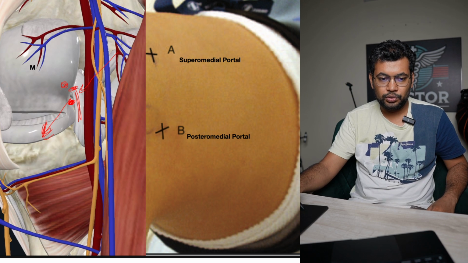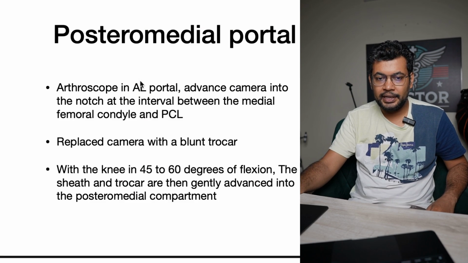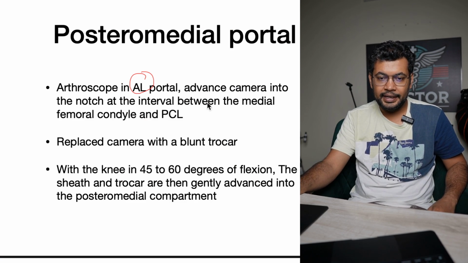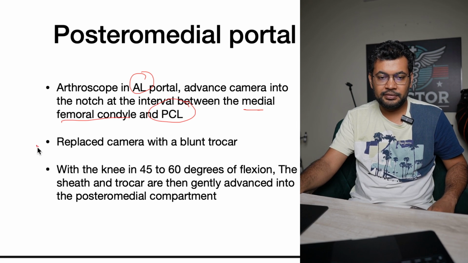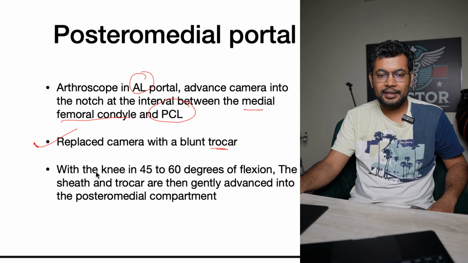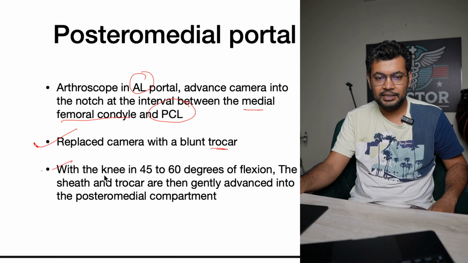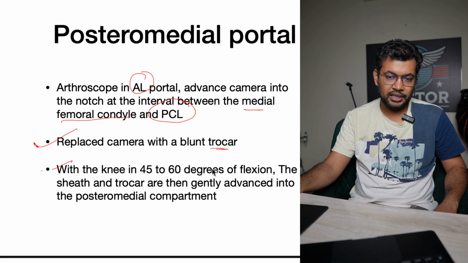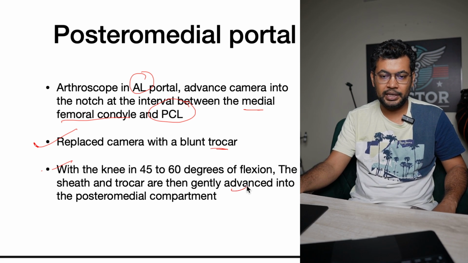So this portal is created from the viewing portal on the anterolateral side. So we will put the scope in the anterolateral portal and then we advance the camera into the notch at the interval between the medial femoral condyle and the posterior cruciate ligament. So this is the same place, and then once we identify this gap, we will replace the camera with a trocar, and then we keep the knee at around 60 degrees of flexion, and then the trocar and sheath are gently advanced into the posteromedial compartment.